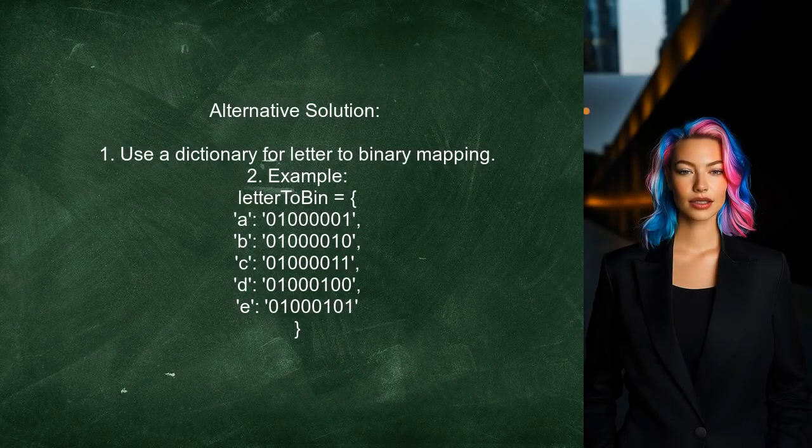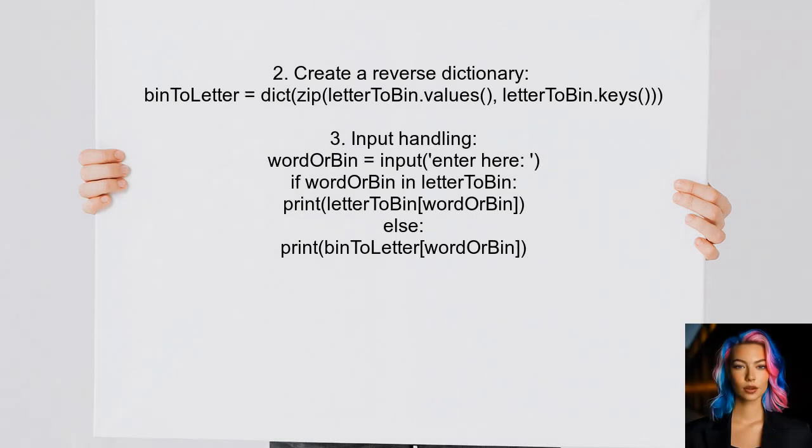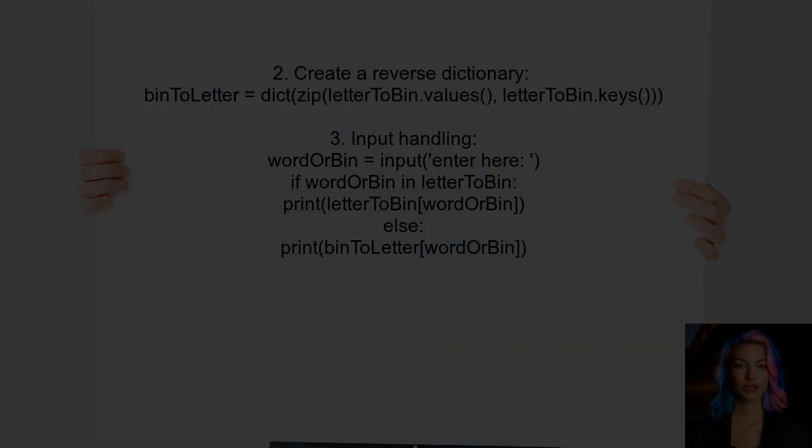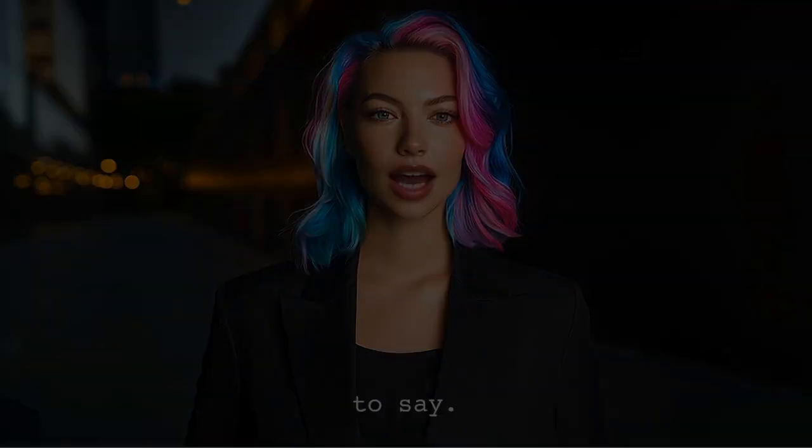An alternative approach suggests using a dictionary for the binary translation. This method allows you to map each letter to its binary representation efficiently. You create a dictionary called letter to bin, where each letter is a key and its binary equivalent is the value. Additionally, a second dictionary, bin to letter, is created to reverse the mapping. This allows you to look up letters based on their binary values. The code uses the zip function to create this reverse mapping automatically. That's all for that response. Let's see what someone else had to say.